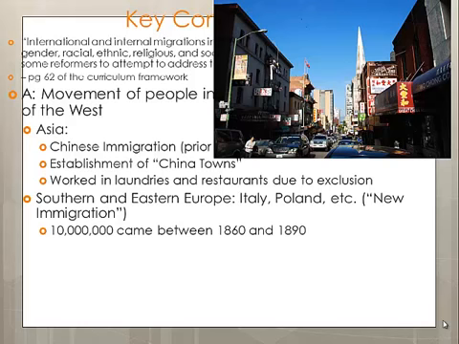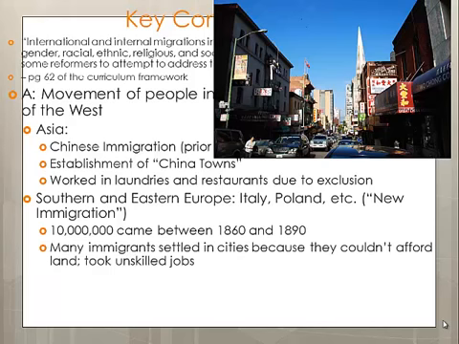You have 10 million immigrants that came between 1860 and 1890. That is an enormous amount of people. Many immigrants settled in cities because they couldn't afford land. They didn't have a lot of money with them, so they were able to rent apartments in cities, and they took unskilled jobs, which led to some resentment from nativists.